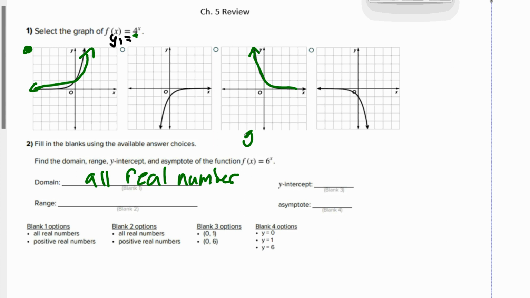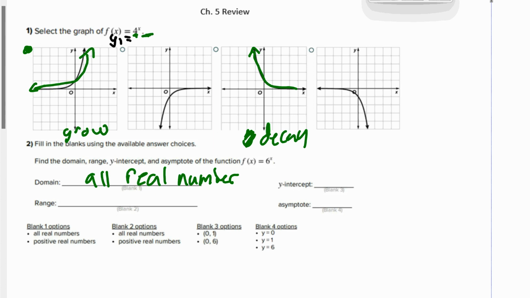Right, so this one is a decay, while this one is a growth. But we can plug it into our calculator and set our window, our x's and our y's. We can see the range looks like it's everything above 0, but it kind of looks like it hits 0, right?